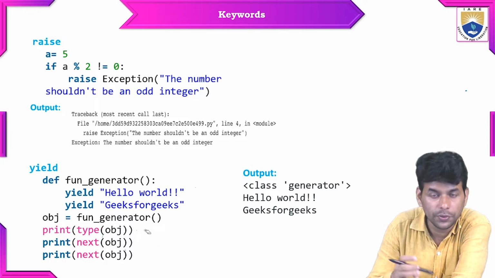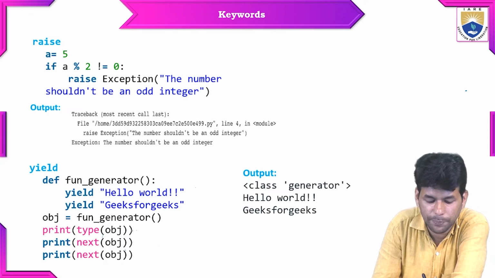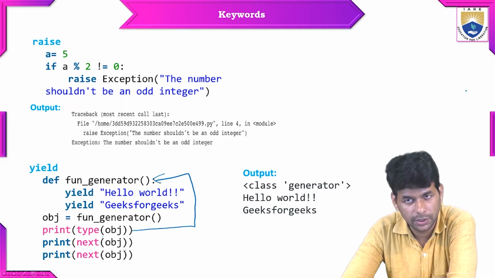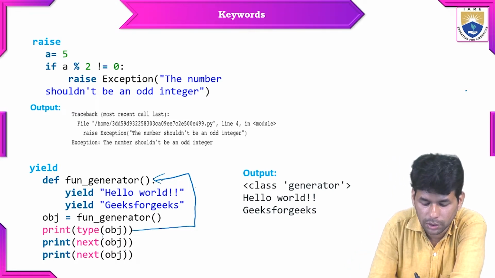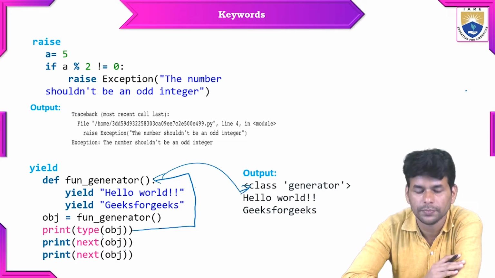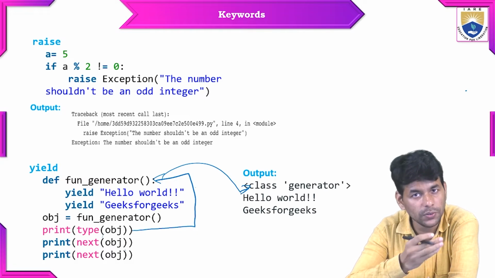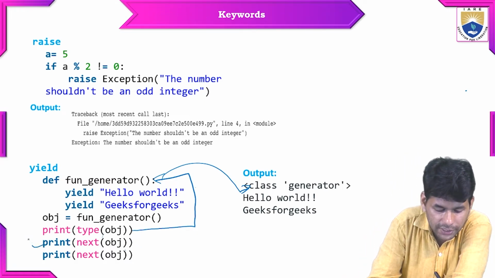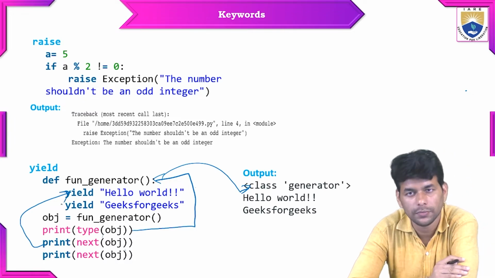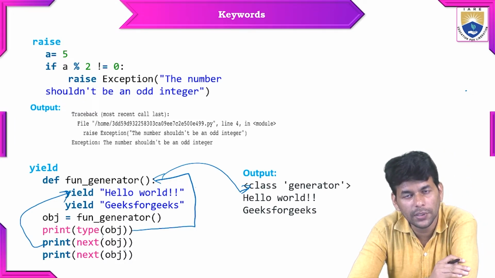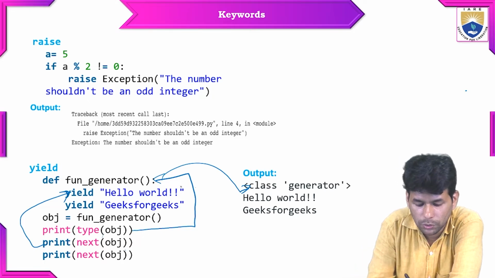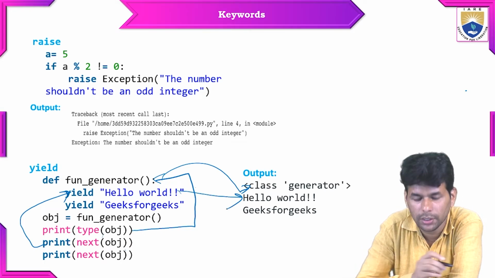Now for the first statement, what is the first statement here? Print type of object. Then what happens? This will be taken as the object. This is nothing but a class object, so it will come here. The next statement is print next object. It will go to here. In that particular object we are having some value. That value is nothing but hello world. So it will print it onto the screen.